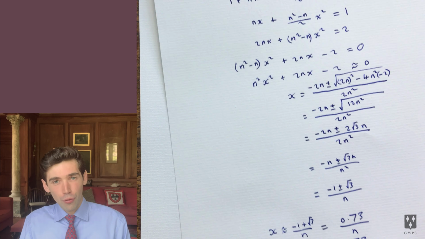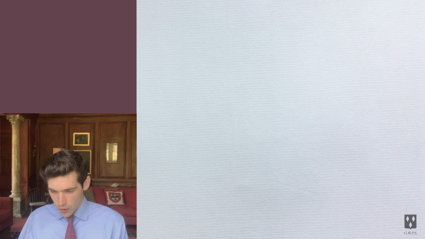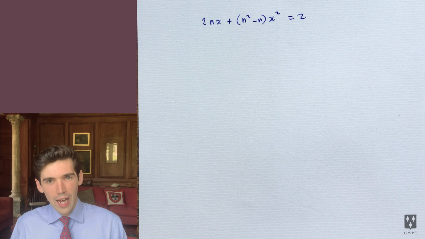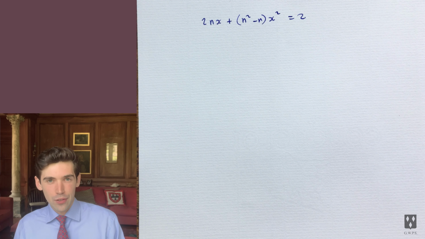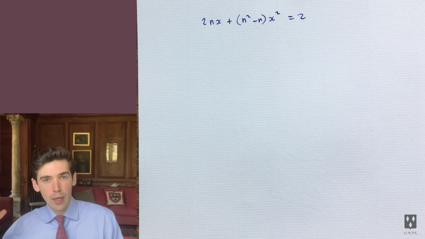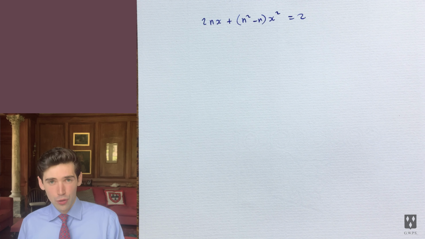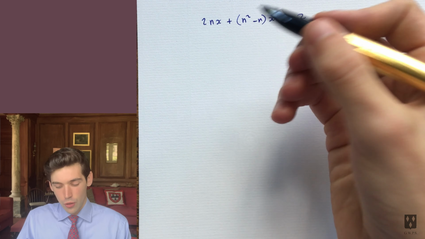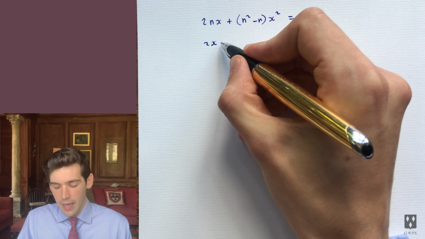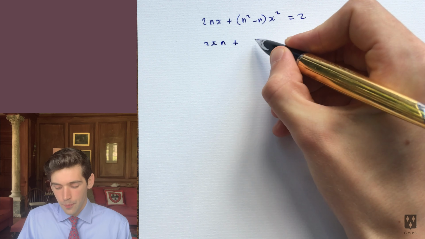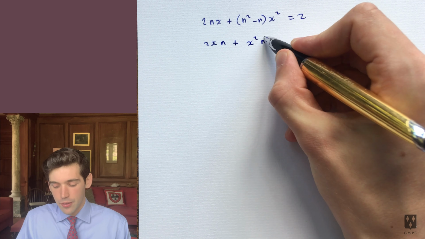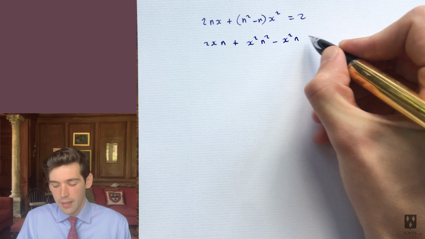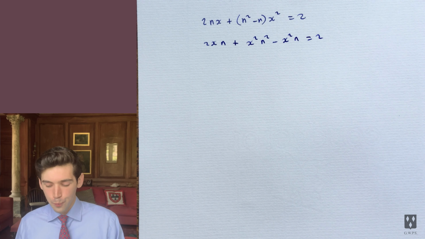Now, I want to go through the other way round, where we have that equation. I'll write it down again. So we have this, and we want to make n the subject and solve it in terms of x. The first thing I would do is just rewrite this so x is the coefficient, not n. So this is 2xn plus x squared n squared minus x squared n equals 2. Now that is a lot easier to deal with, I think.